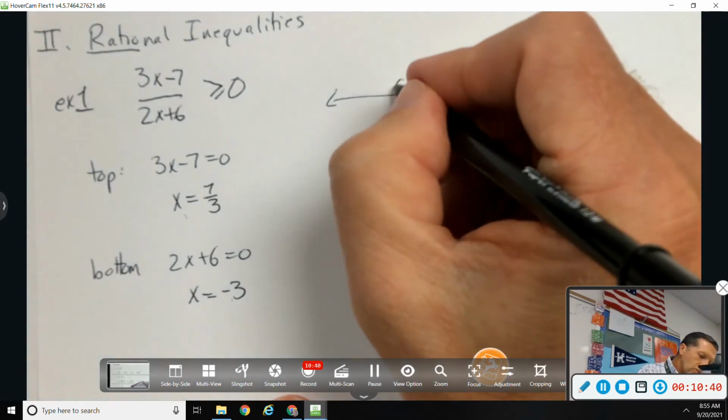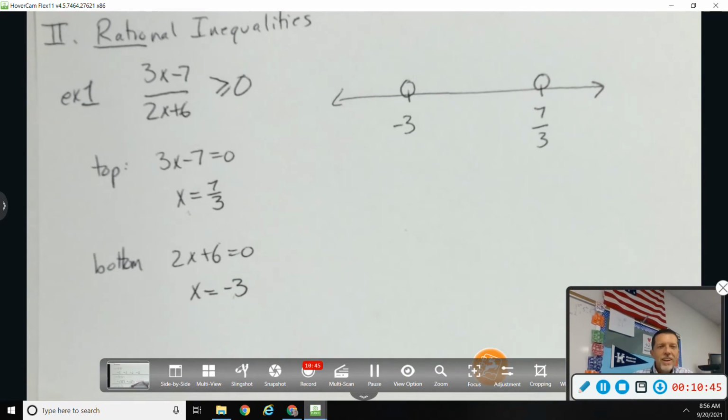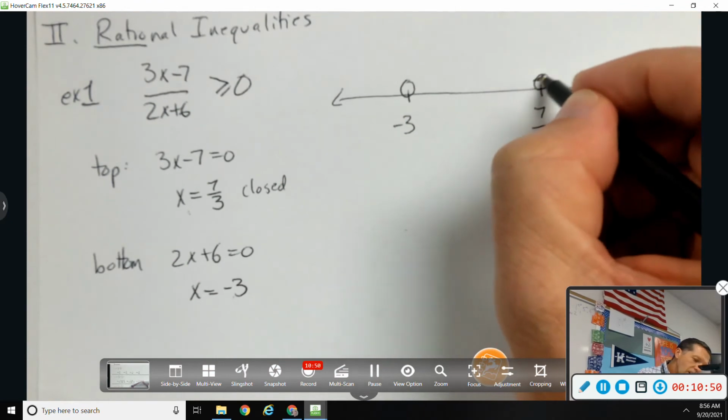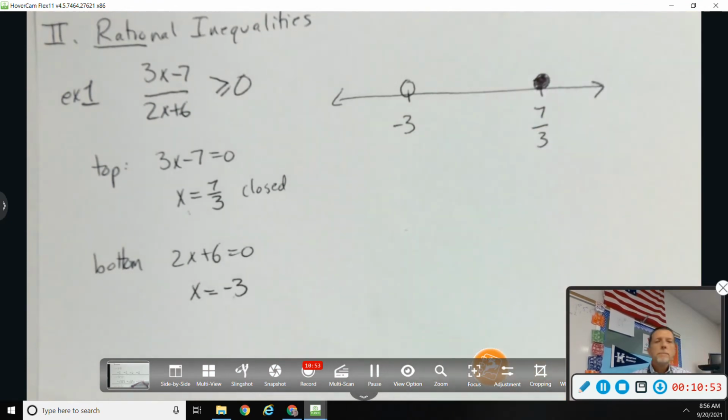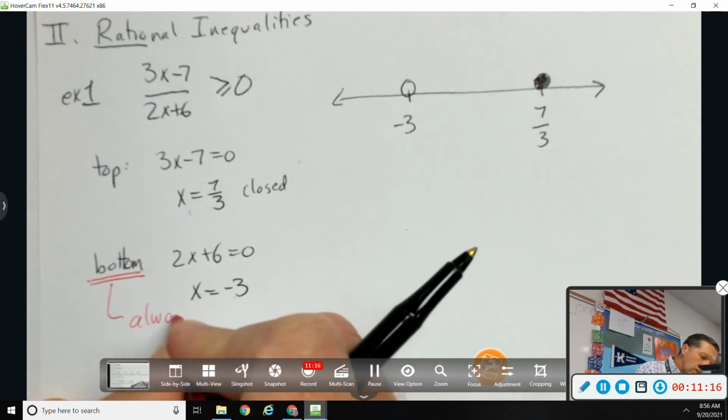All right, open or closed circles? Yeah, that was a trick question. Cruel of me. So I'll say this one is closed. 7/3 is closed. Any reason why negative 3 would not be closed? It came from the denominator. What number can you not divide by? 0. If x is negative 3, that's a 0 of the bottom. Bottom zeros are always open.